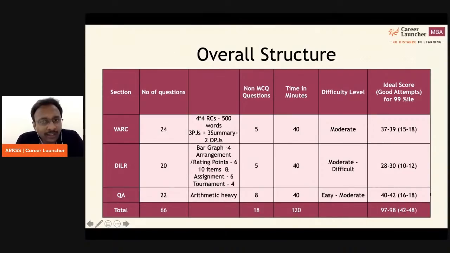Quant, however, there is not much of a change. Some of you are saying, in fact, I want to ask this question to all of you who are listening to me: how many of you found that quant was not easy, or rather quant was moderate to difficult? Can I look at some of those numbers on the chat window?